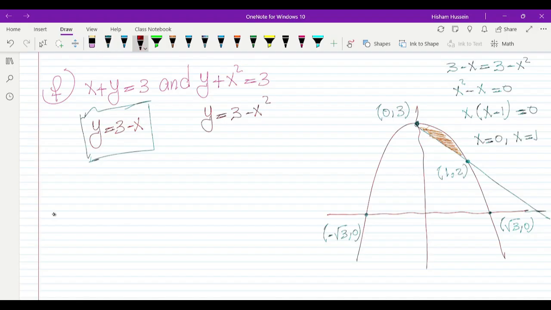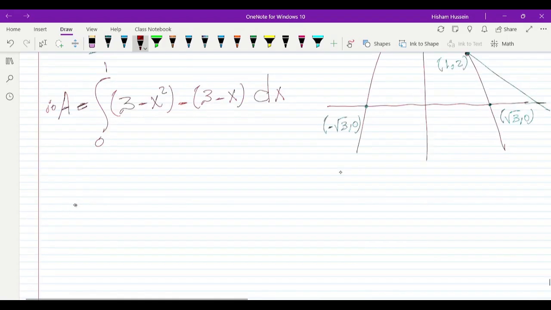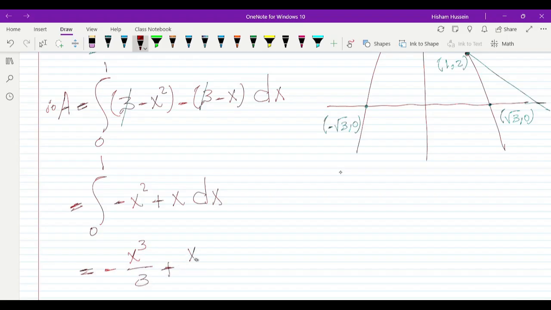So now the area would be the integration from 0 to 1 of the upper curve, which is 3 minus x squared, minus the lower curve, which is 3 minus x, dx. So the integral now will be from 0 to 1. 3 will cancel with 3. It's negative x squared plus x dx. What's the integration of x squared? It's negative x to the power 3 divided by 3, plus the integration of x, which is x squared divided by 2, with the limits from 0 to 1. Substitute with the upper minus substitute with the lower. This is negative 1 over 3 plus 1 over 2, which is 1 over 6.